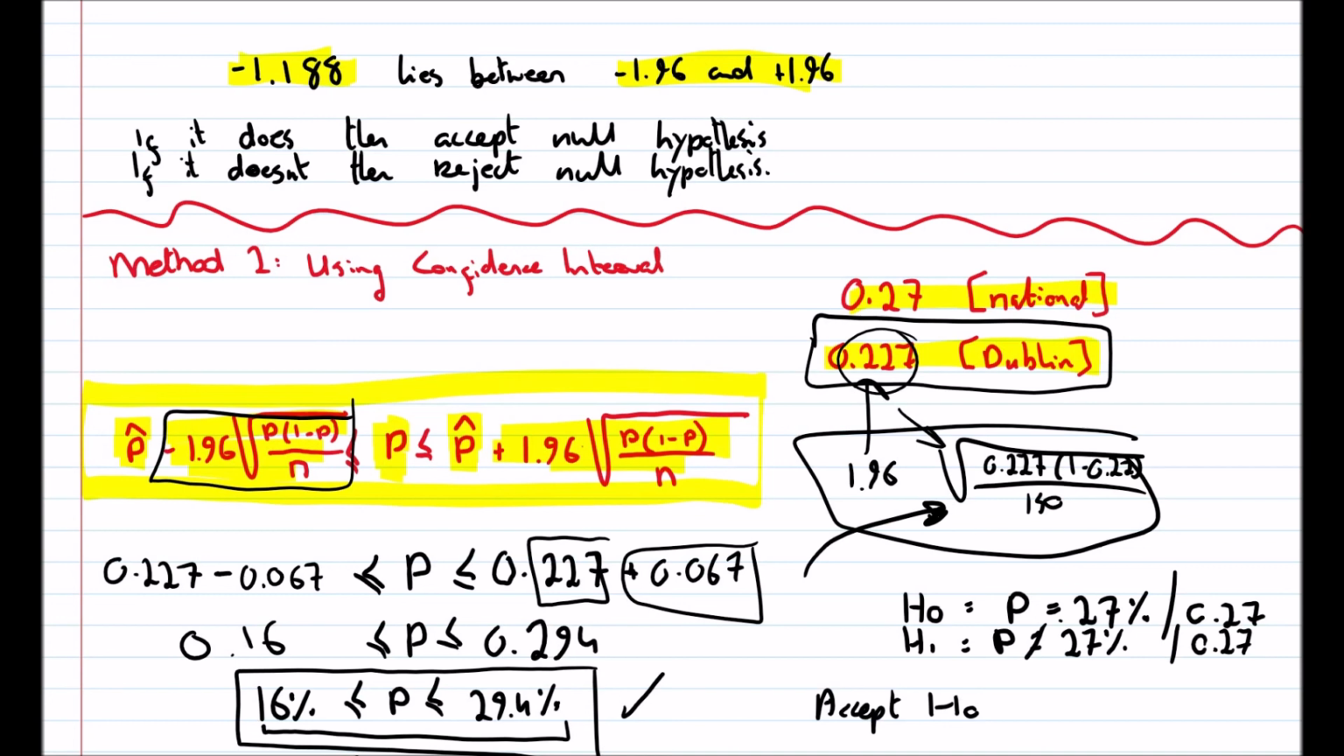Okay? Me personally, I prefer this method. That's not saying we don't need to know the other method, because later on we'll be dealing with p-values. So we actually do need to know both. Okay? But in general, for the questions I would use this method. Okay? Thanks.